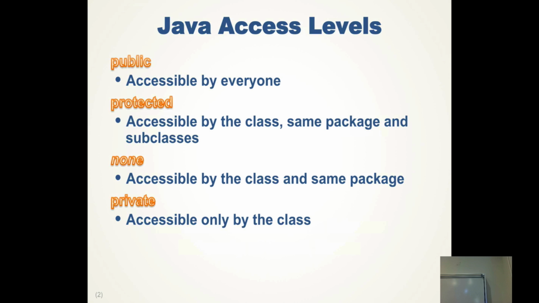The default is none, right? And that's accessible by the same package, but not subclasses, unfortunately. And then private is only accessible by that class and any classes declared inside that class. That's why our list iterator, which is a private class inside the class, can access the data array.